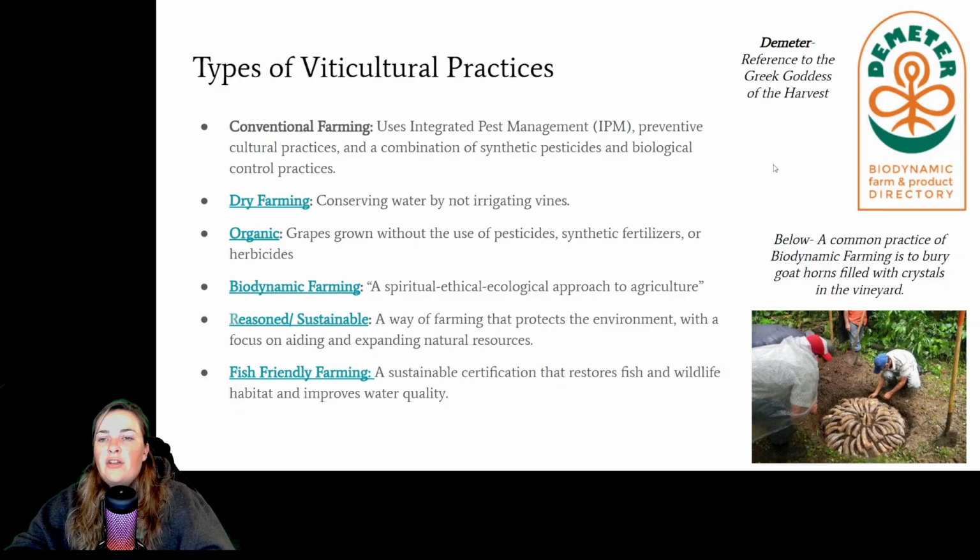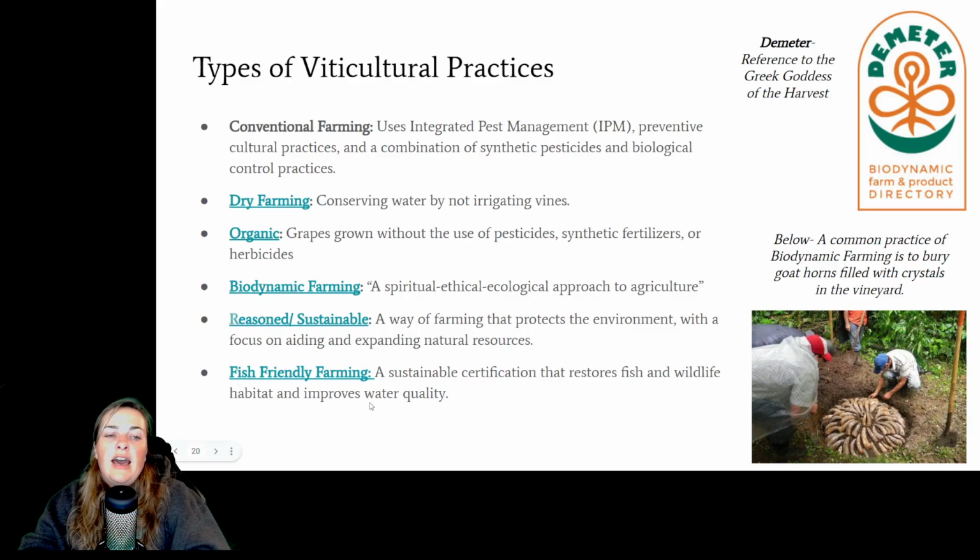But there are some other components too, such as burying goat horns filled with crystals or manure in your vineyard, creating teas, using different herbs and medicines, and then soaking it in water to create your own type of fertilizer or insecticide. So it's very interesting. And these are all links if you'd like to look into any of these, right?